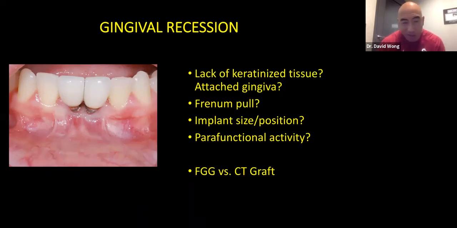The implant positions are their implant positions. I mean, we're not changing those. They might be too close together, okay? Patient may have some parafunctional habits. So in a situation like this, we always have to have the debate, do we do a free gingival graft, or do we do a connective tissue graft, or do we do an allograft?